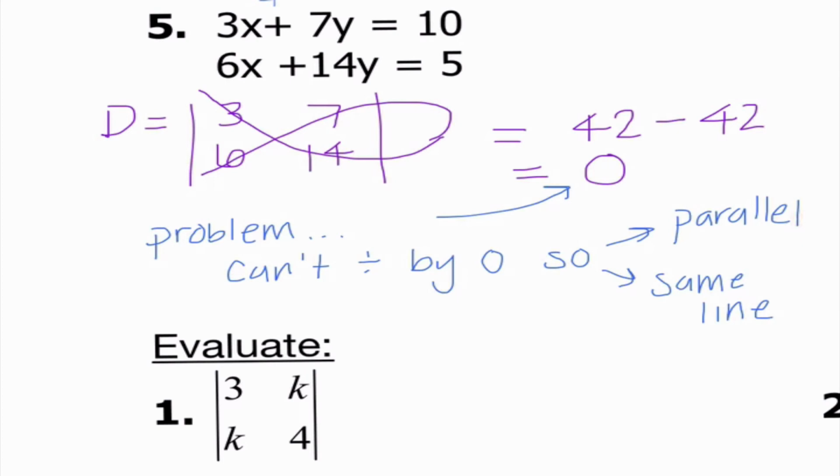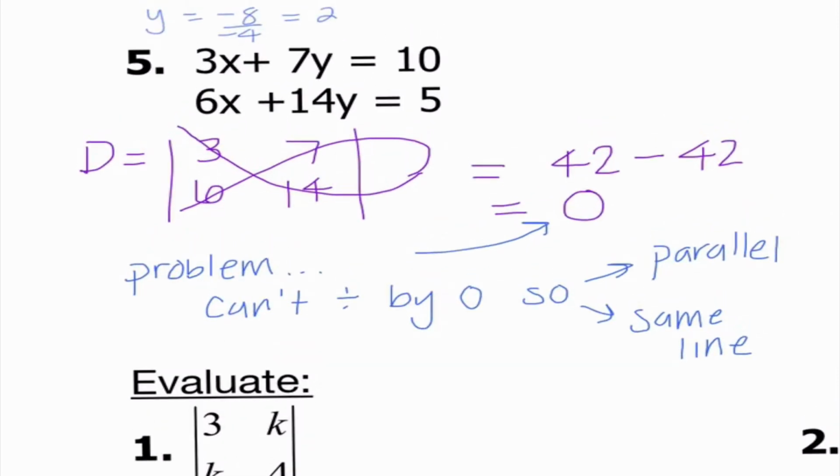We know the same line has the same slope, the same y-intercept. An easy way to double check this is to look and see, can I multiply one of these rows by a constant and get the other row exactly? What I mean by that, if I look at this first row, I'm thinking to multiply it by 2. When I multiply it by 2, I get 6x plus 14y equals 20.